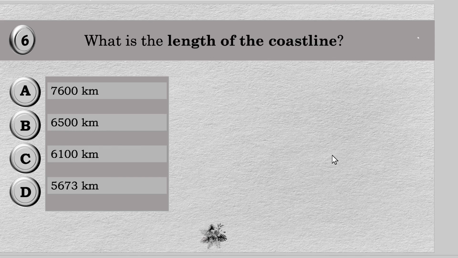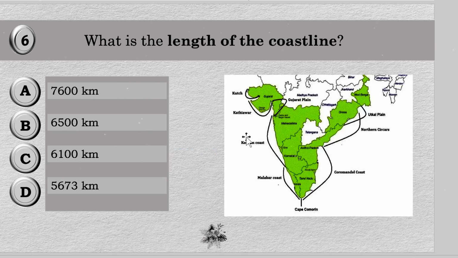The next question is, what is the length of the coastline? See here, if the examiner asks the coastline for mainland, the correct answer would become option number C, that is 6100. But if he also includes the island, then it would increase to 7517 kilometers. Now let us see the different names given to coast all around the country.